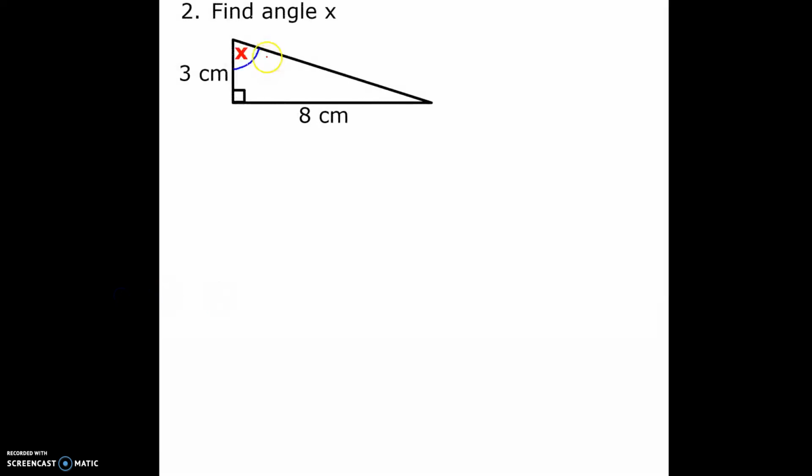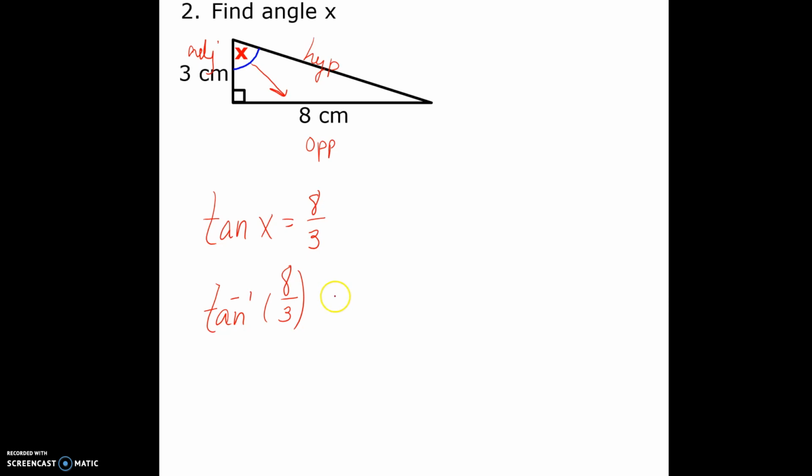So here again, we're looking for this angle X. From where angle X is, 8 is opposite. Notice this is our hypotenuse. And 3 is adjacent. So the one that uses opposite and adjacent is tangent. So tangent of my angle X equals opposite 8 over 3. If I'm looking for the angle, I would do tangent -1 of 8 divided by 3. So shift tangent, and I should get 69 degrees.